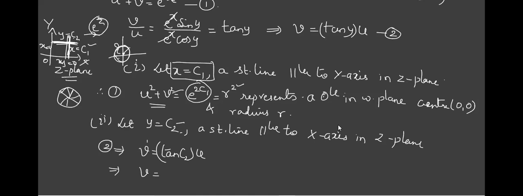Now if the powers are 1 and 1, it represents a straight line. I'll put it in a form so that you can understand what this represents. I'll write tan C2 as M. Now tell me, what is this representing? Is it a circle? Is it a parabola or what is it? It's a straight line.